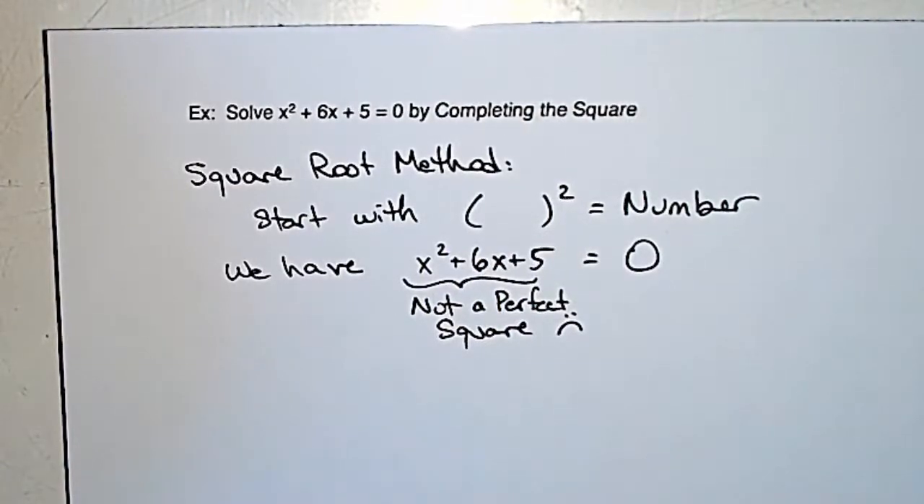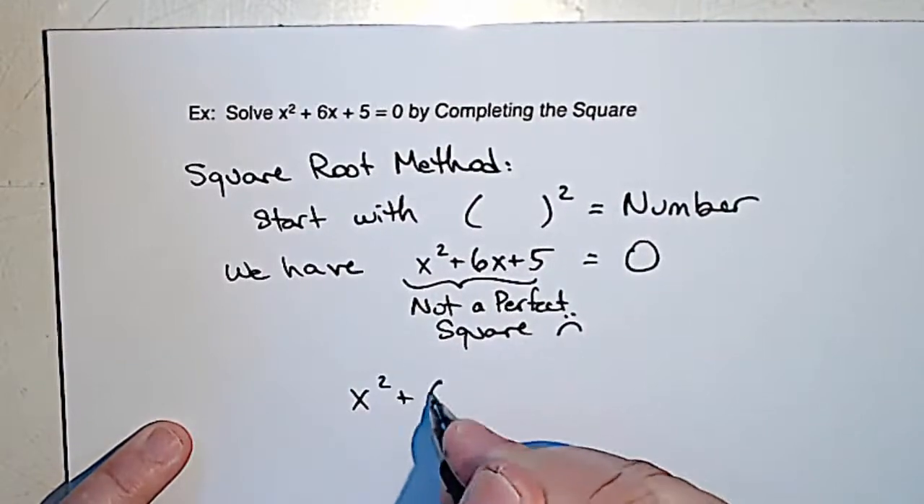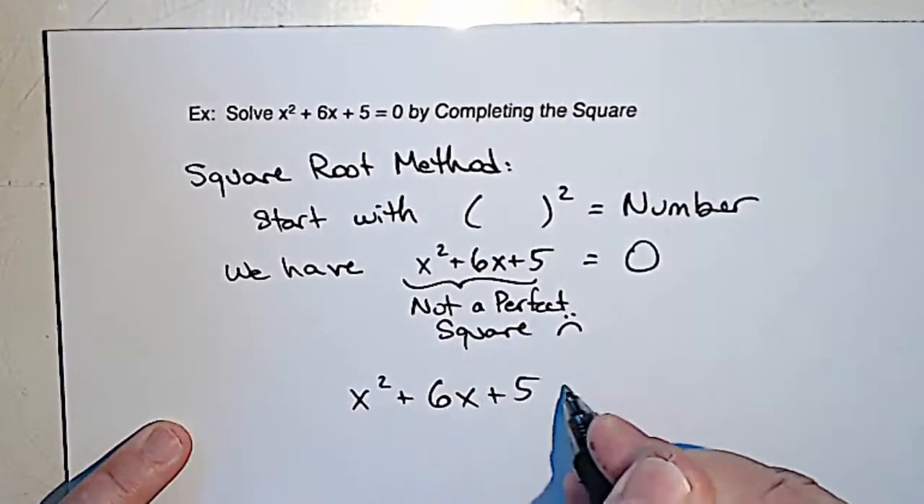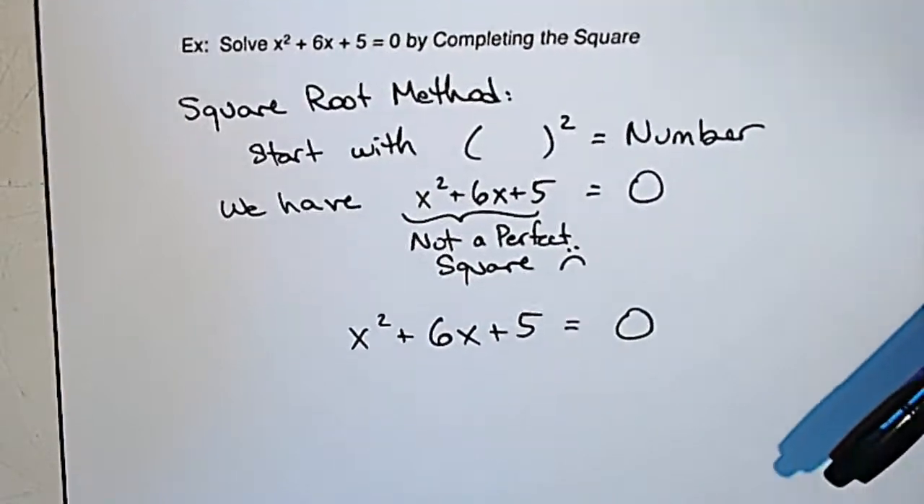So this is the method. I'm going to show you my method. There are quite a few other methods, so I would encourage you to look around on the web because completing the square doesn't always have to be the way I'm about to show you. There are a couple other ways to do it, but this is the way that I do it. So let's start off with our equation. So far, so good.